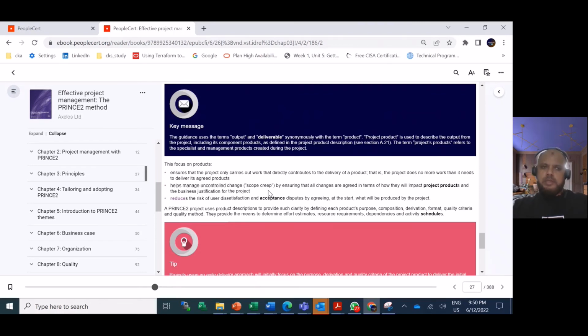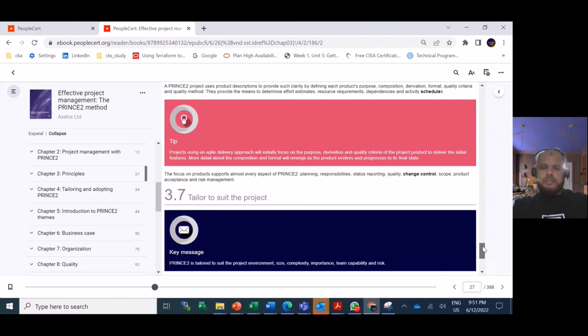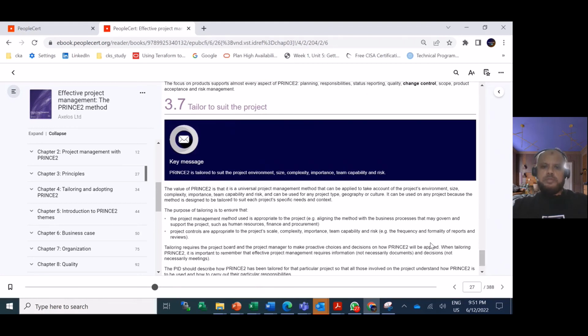So we need to agree that the products which will be delivered have some acceptance criteria that we need to define. And the last principle is tailor to suit the project. PRINCE2 is tailored to suit the project environment, size, complexity, importance, team capability and risk. The value of PRINCE2 is that it is a universal project management method that can be applied taking account of the project environment. The purpose of tailoring is to ensure that the project management method is appropriate for the project, case by case, and that project controls are appropriate to the project's scale, complexity, team capability, and risks. So tailoring requires the project board and the project manager to make proactive choices and decisions on how PRINCE2 will be applied.